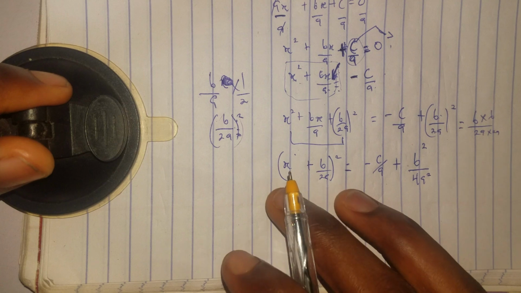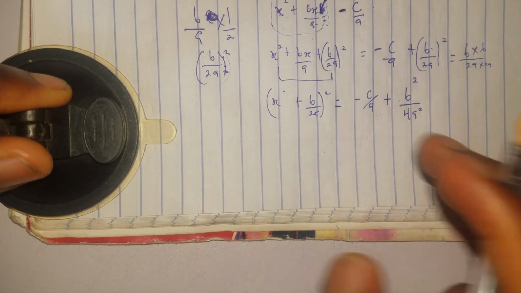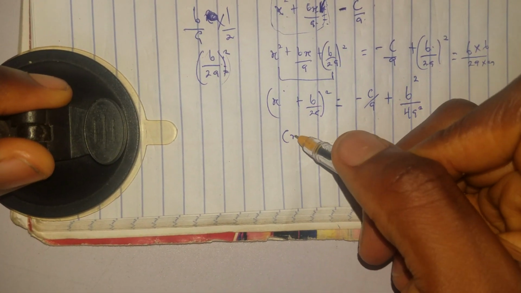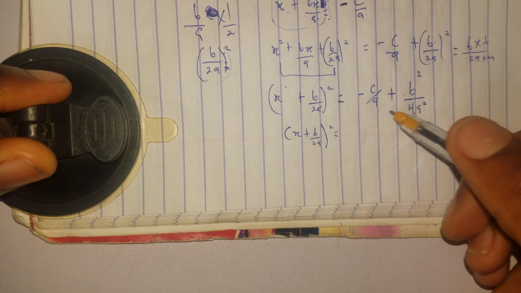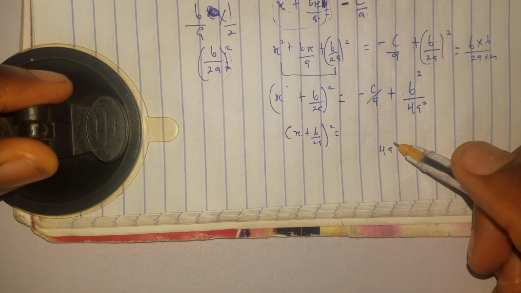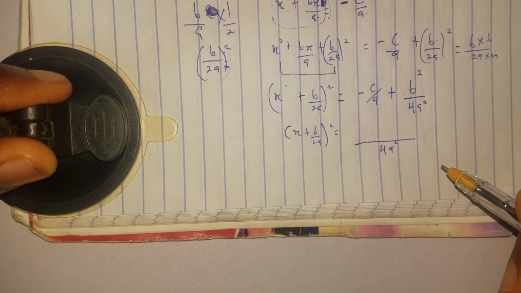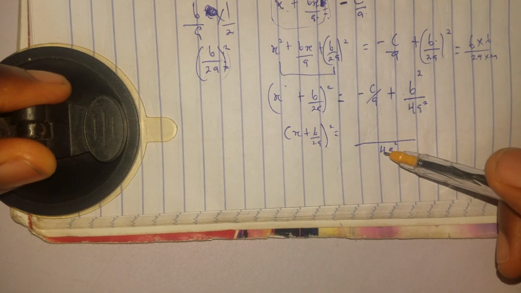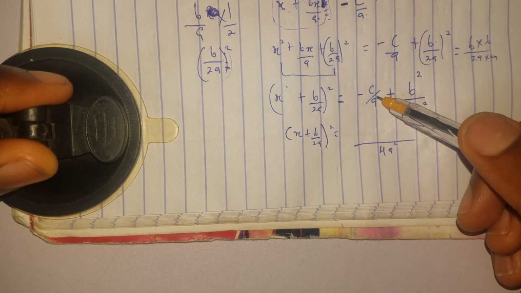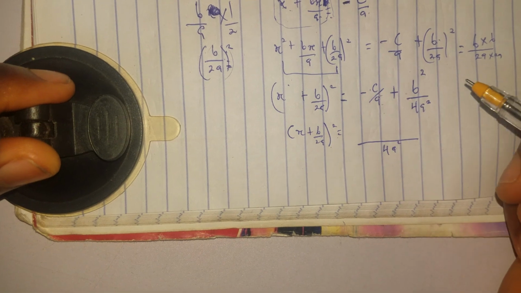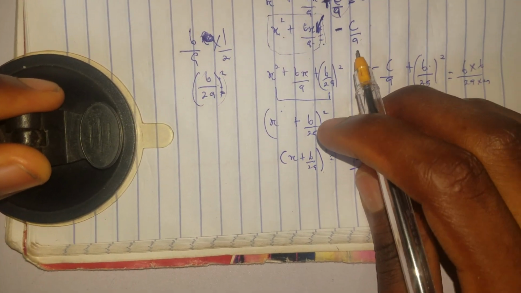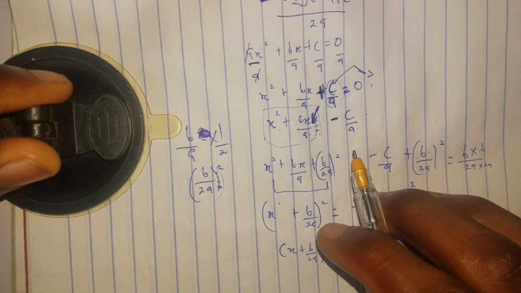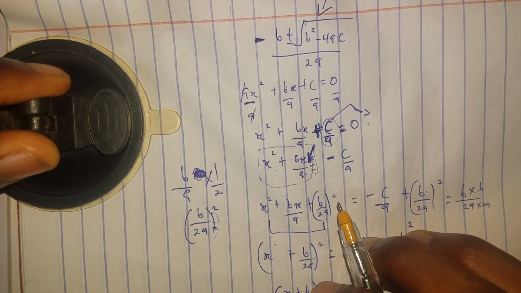Okay, now let's continue. So we have x plus b over 2a all squared will be equal to what? Now the LCM of these two is 4a squared. Then we have 4a squared divided by a, that's 4a, times minus c, that's minus 4ac. Now you can see that it's looking like this one already.